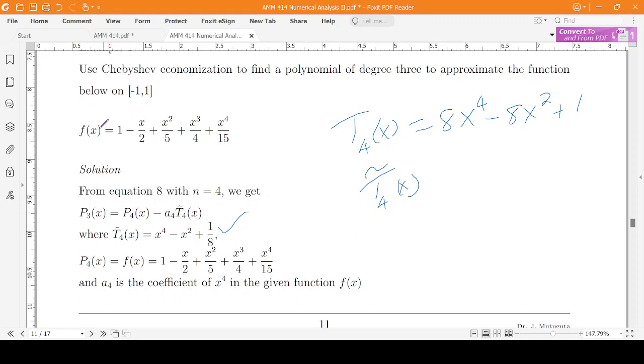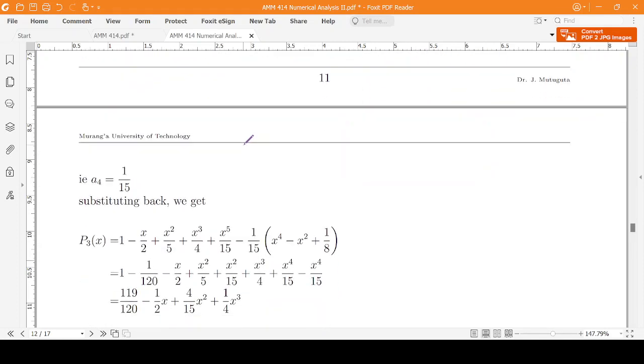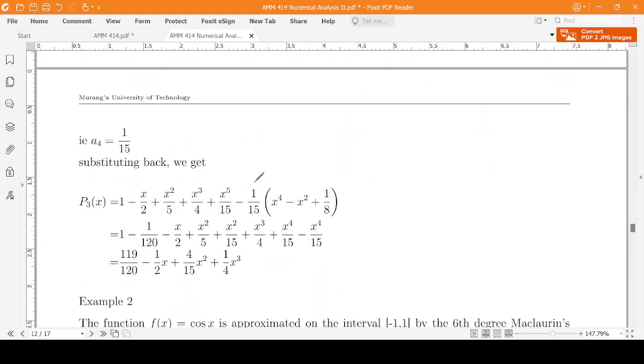So P4 is the function that we have been given here. A4 is the coefficient of x to the power 4, which is 1 over 15. So we shall multiply T4 by A4, which is 1 over 15, and subtract the result from P4. That will mean that the last term, x to the power 4, will vanish. So we substitute, and we get this.